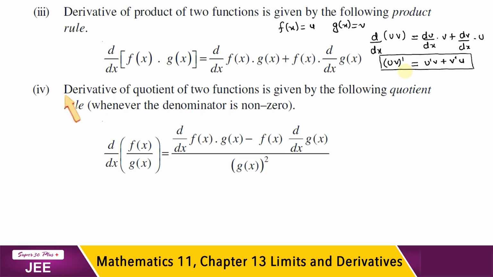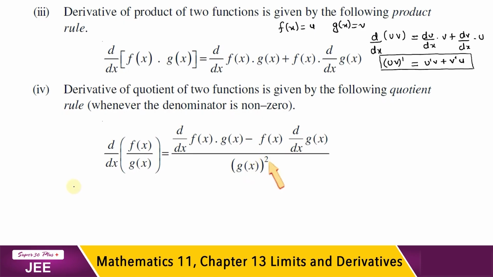Similarly, we have another rule which is known as the quotient rule. So the derivative of the quotient of two functions where the denominator is non-zero is given by, if the functions are f(x) and g(x), so f(x) divided by g(x) has its derivative as derivative of f(x) multiplied by g(x) minus derivative of g(x) multiplied by f(x), whole divided by g(x) squared.